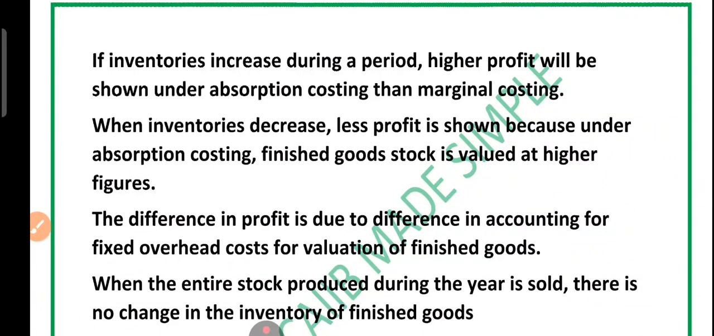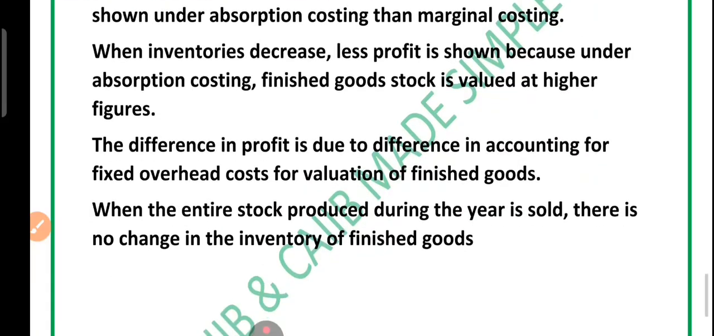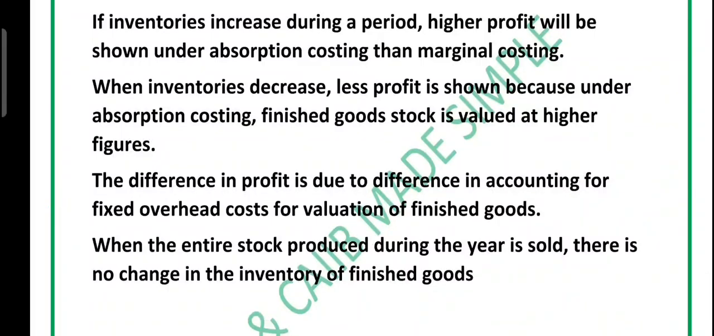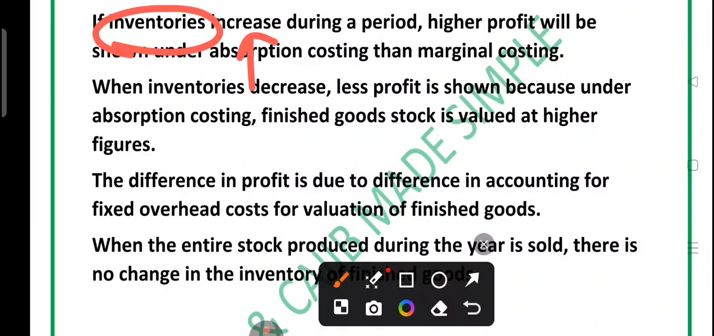Now friends, let's understand how inventory affects profit under absorption and marginal costing. When inventory increases during a period, think about it. Very, very important aspect we are going to discuss now. Suppose our inventory increases. Inventory increases during a period means that some of the goods produced are not sold and remain as stock. So the profit shown under absorption costing will be higher.